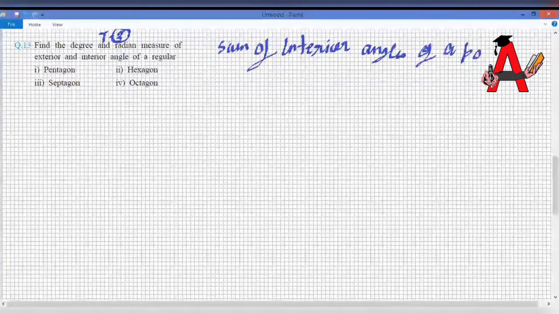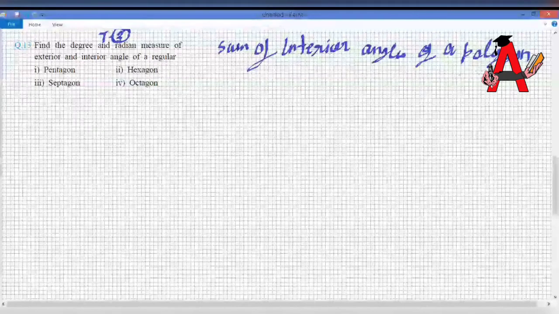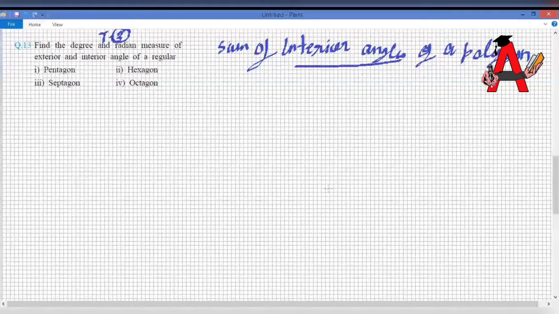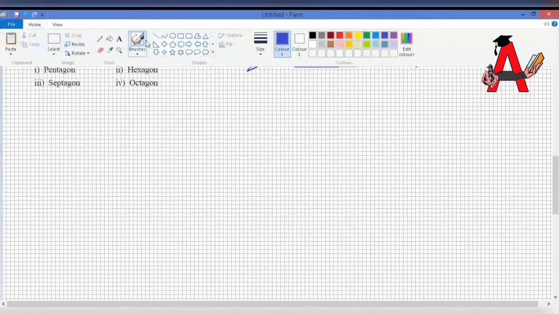What will that be? There is a formula. What is that formula? Anyone remembers that? Sum of the interior angles of a polygon. I'll try to help you recollect. I'll just try to draw so that you remember it.